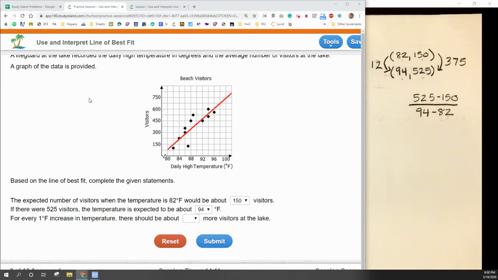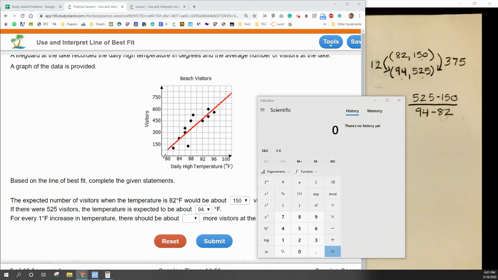Now, you don't have to do those in your head. You can use the calculator, and you should, in order to make sure that you don't make a mistake. There, I've got my calculator pulled up. 525 minus 150 is going to be my first calculation. All I've got to do is plug those in. So here we go. 525 minus 150, enter, and there's my 375. Then 94 minus 82, that one's an easier problem, 12.